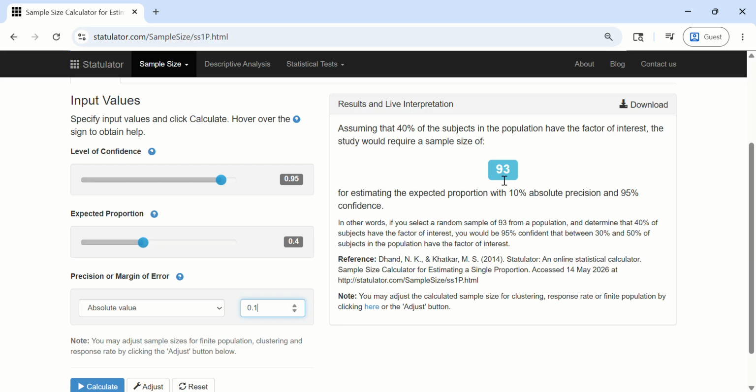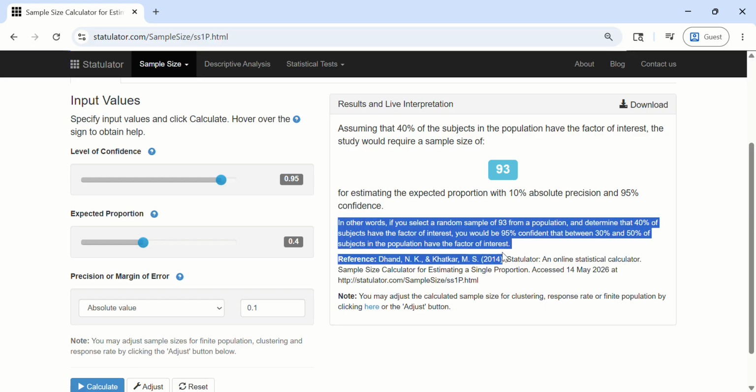So if I say that studying 93 participants is easy for me, I'll say that my margin of error is a little higher. Instead of 5% on either side, now we'll say 10% on either side. So the interpretation changes. If you select a random sample of only 93 and determine that 40% of subjects have the factor of interest, you would be 95% confident that it would now fall not between 35% and 45%, but the range would be a little wider, somewhere between 30% and 50%, right?